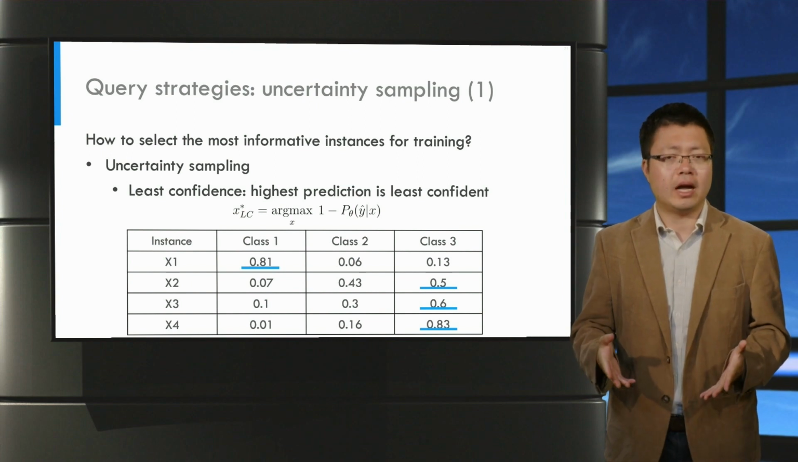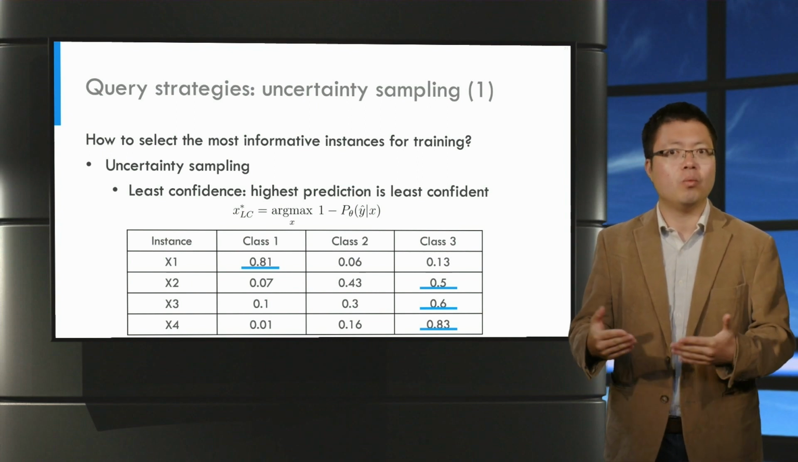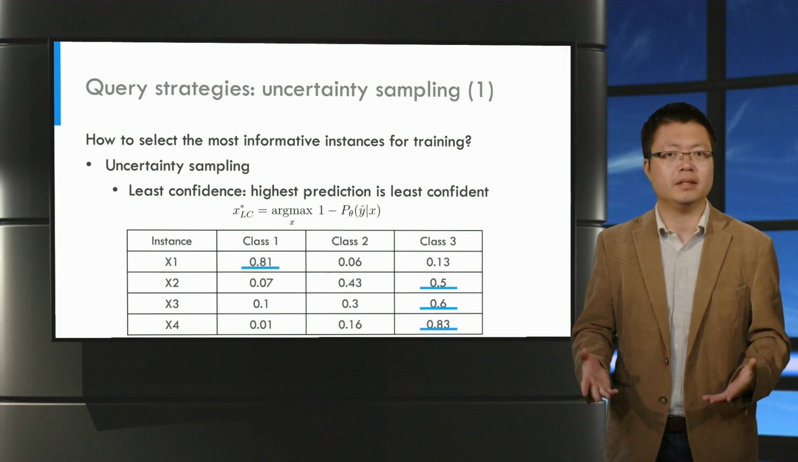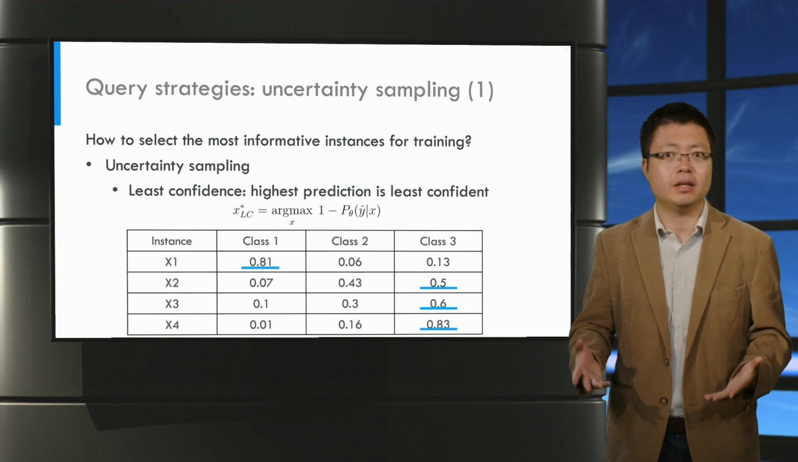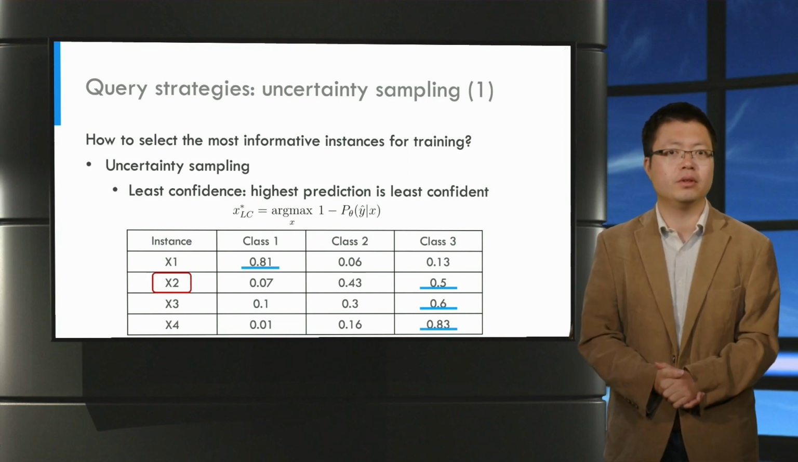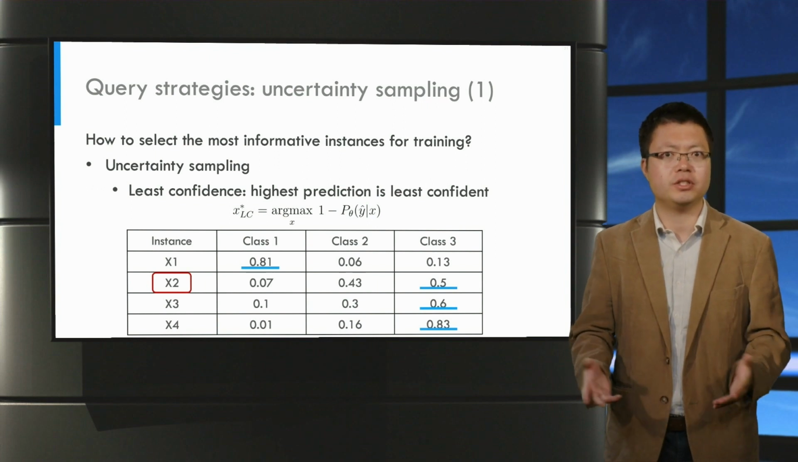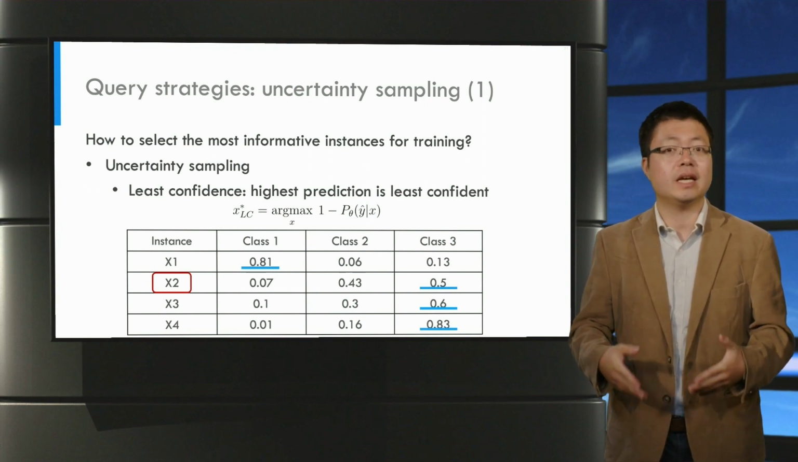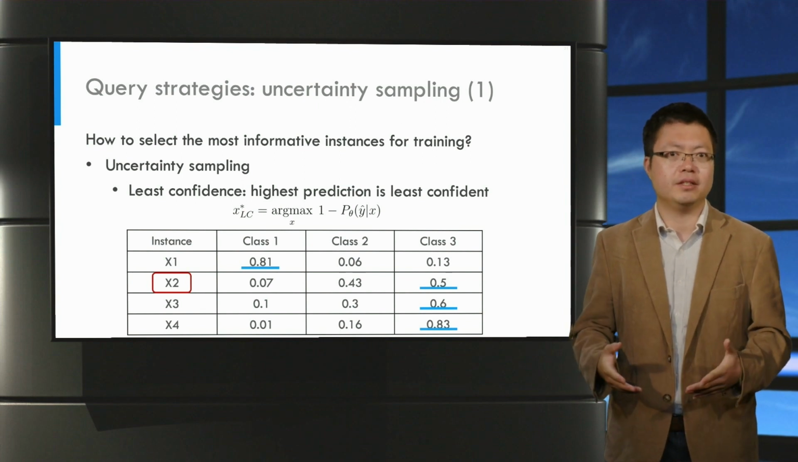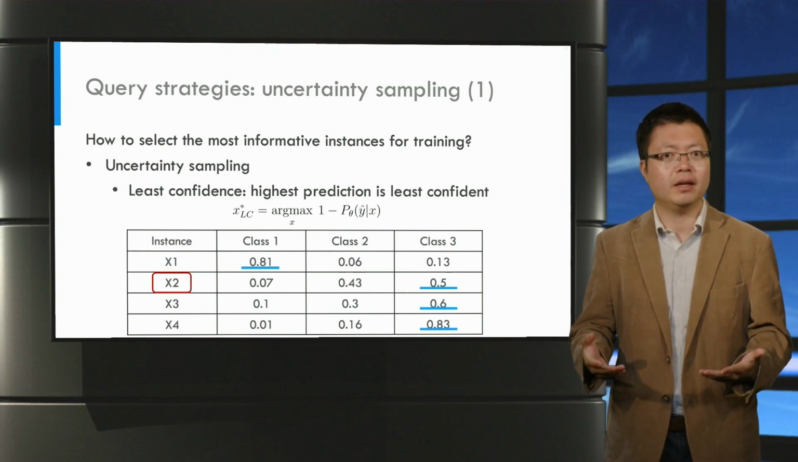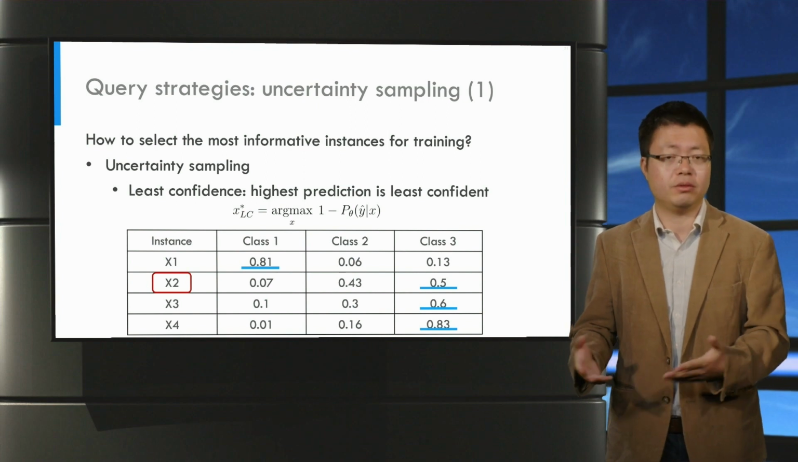So there are the classes. These are the classes with highest predicted probability. And then we look for the instance where the highest probability is smallest, which is x2. So we will select x2 first. The instance with the second least confidence is x3. So if we can select 2 instances for the labeling, then we will go for x3 next.